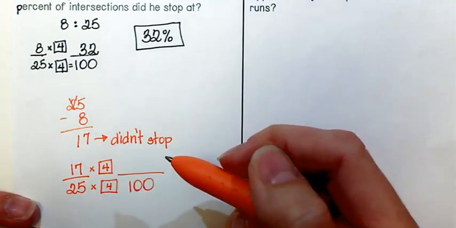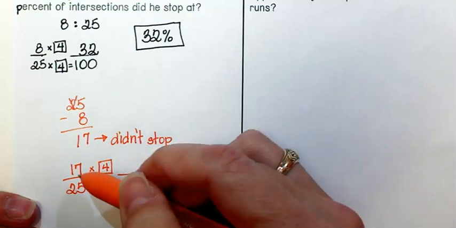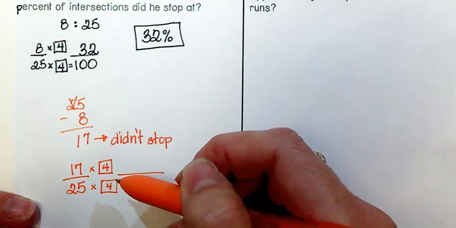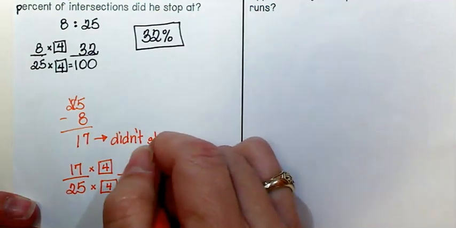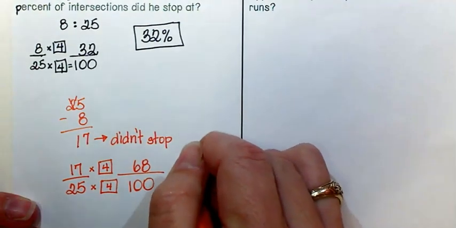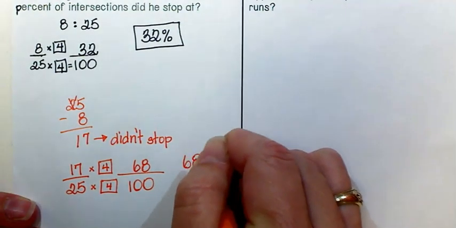17 times 4, let's see, 17 times 2 is 34. So that's going to be 68 because that's 17 times 4. Okay, so he didn't have to stop at 68%.